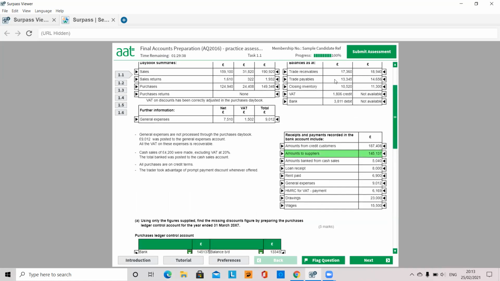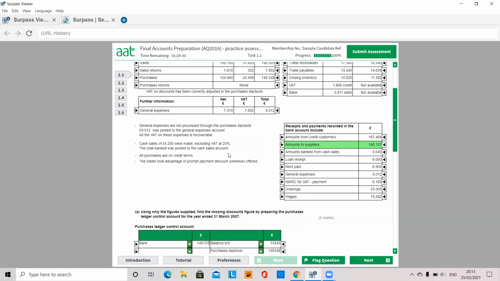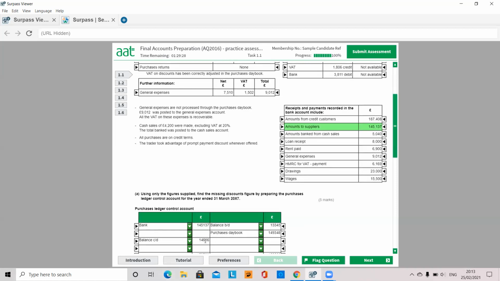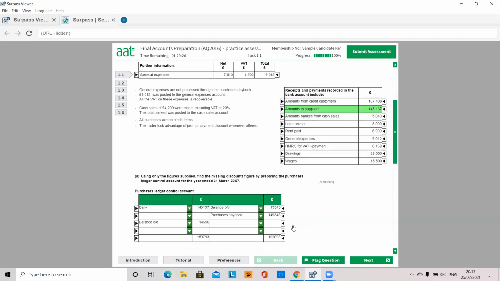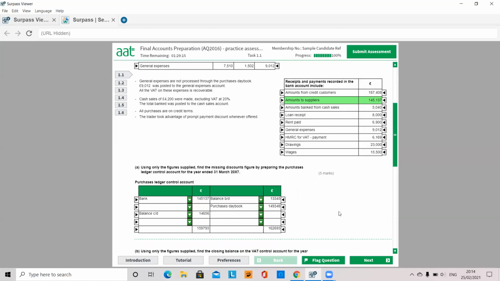carried down figure. So we see that was a balance brought down, 13,345, and the balance carried down is 14,656. So I've put that figure in. So therefore, we need to find what is the missing figure. Obviously, the balance carried down for that month would be the start of the next one, would be balance brought down. This one is we've tried to find the discount figure, which is the missing figure.